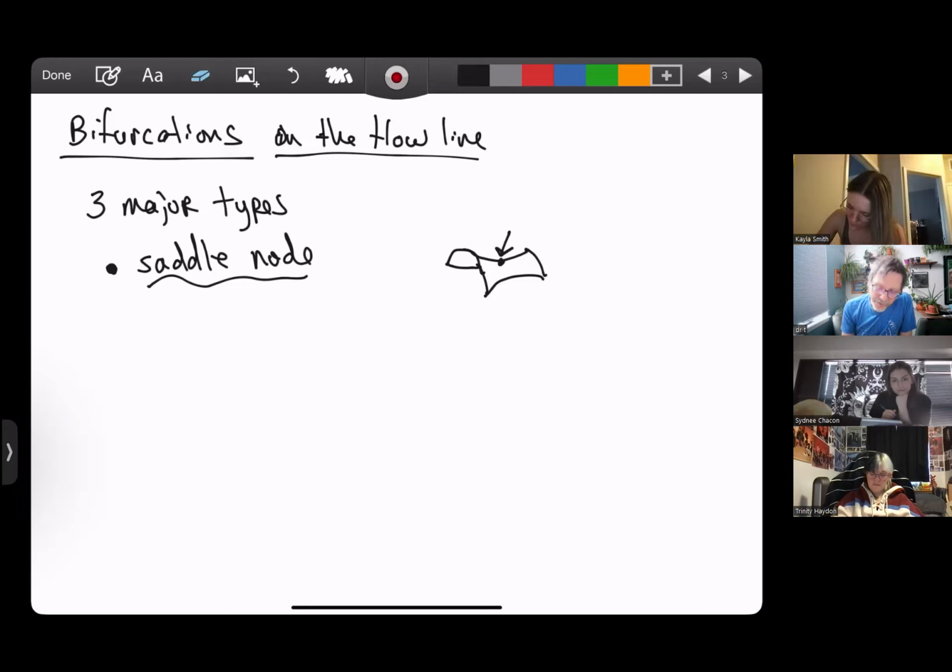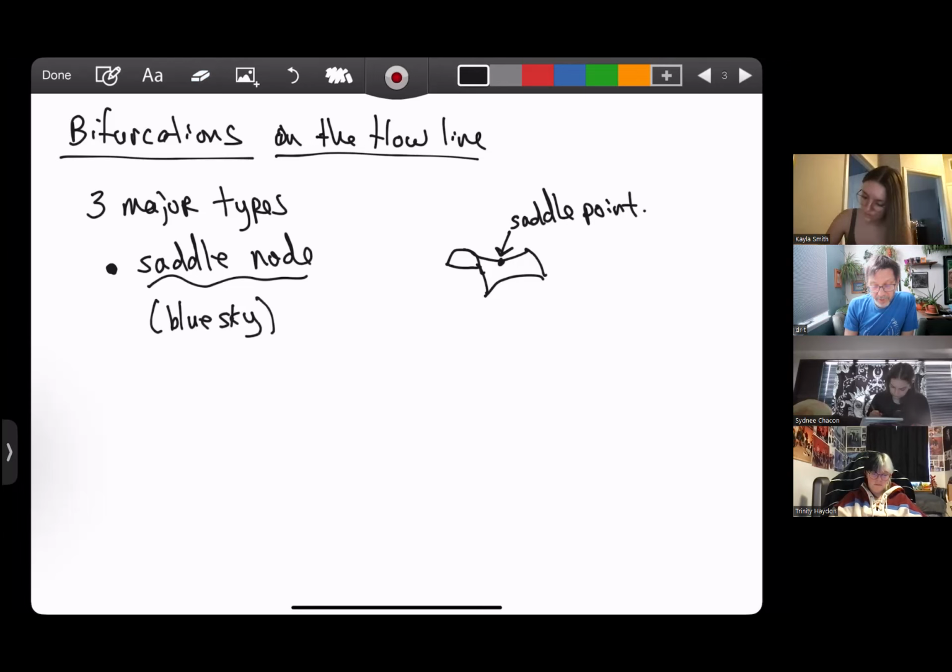So this is like a saddle point right here that I've drawn. But for us, there's a couple other names for this. It can also be called a blue sky bifurcation, which is really a pretty name for things. And that's kind of a flavor of saddle node bifurcation. And then I think there's one other name, and I can't remember what it is, but if you read the book, he mentions it. It doesn't matter. We're going to call them saddle node bifurcations.